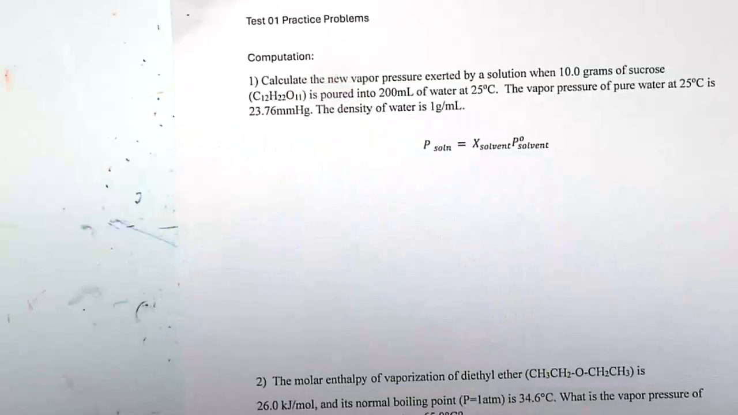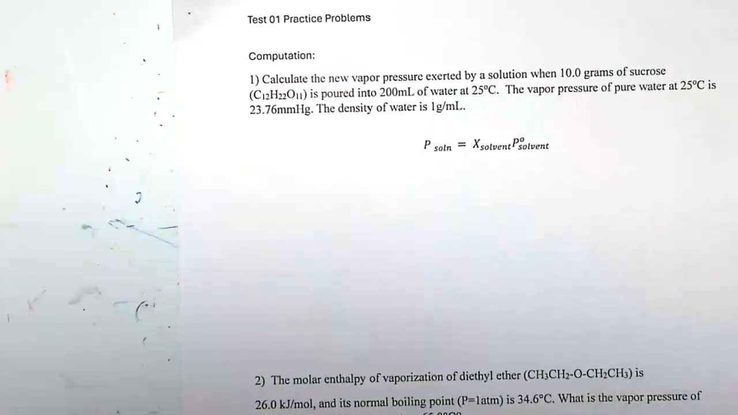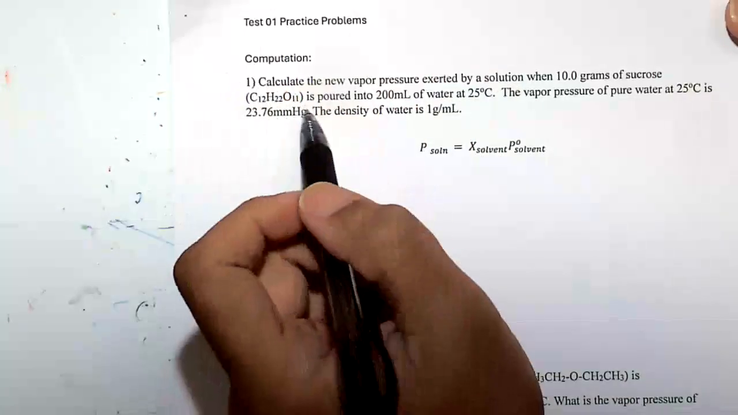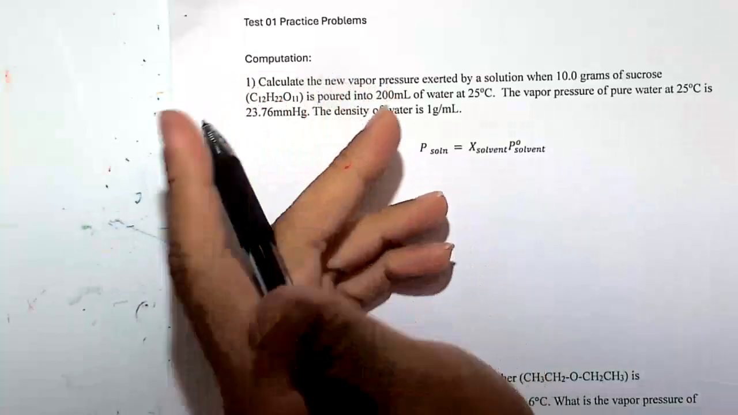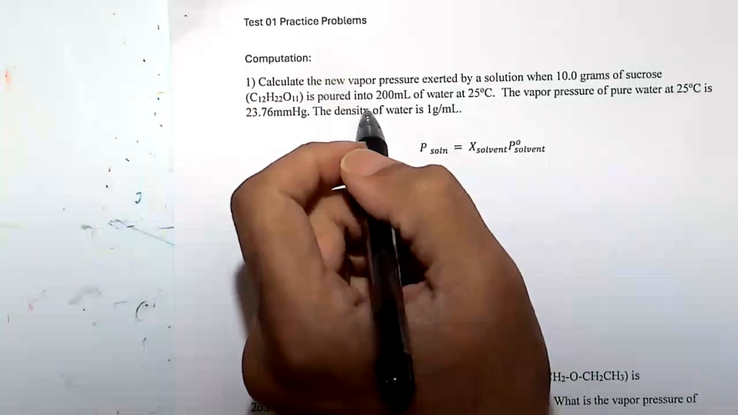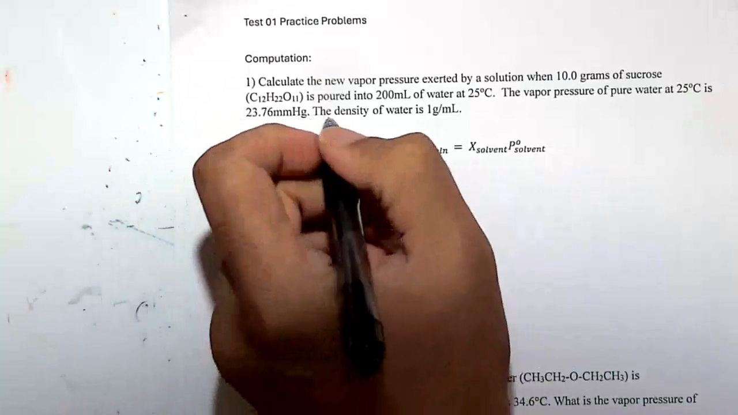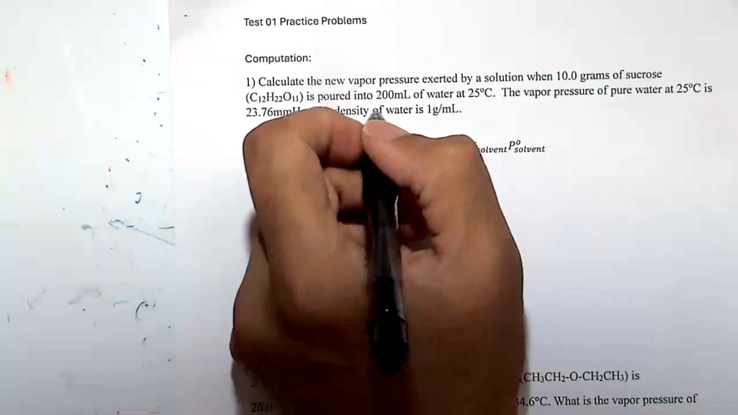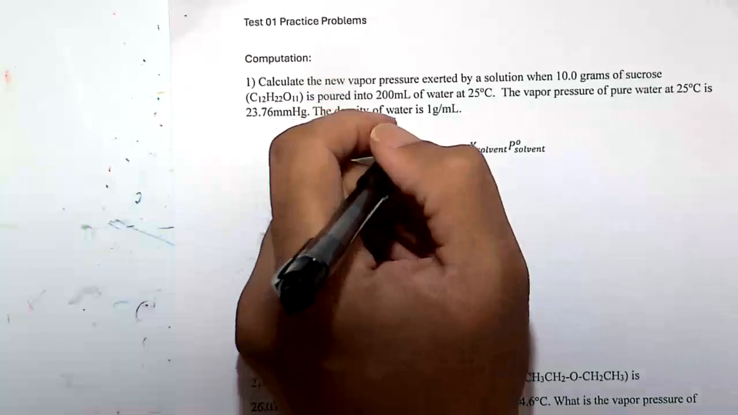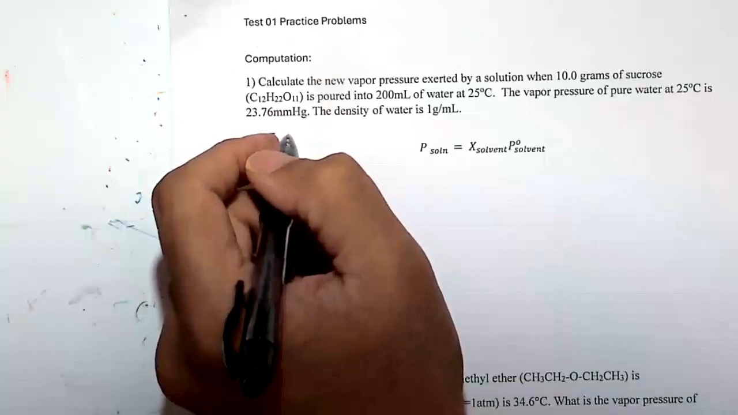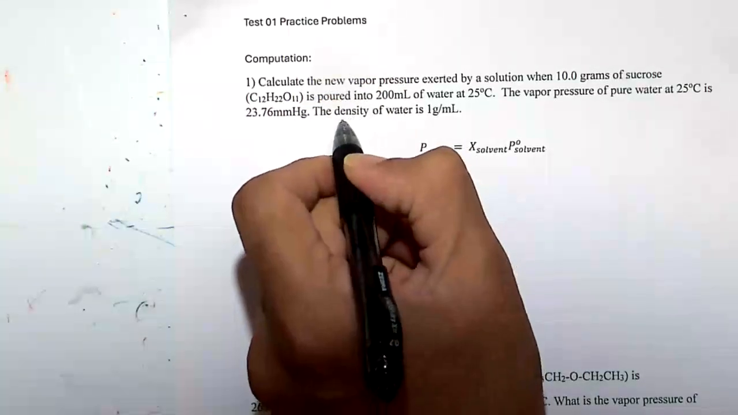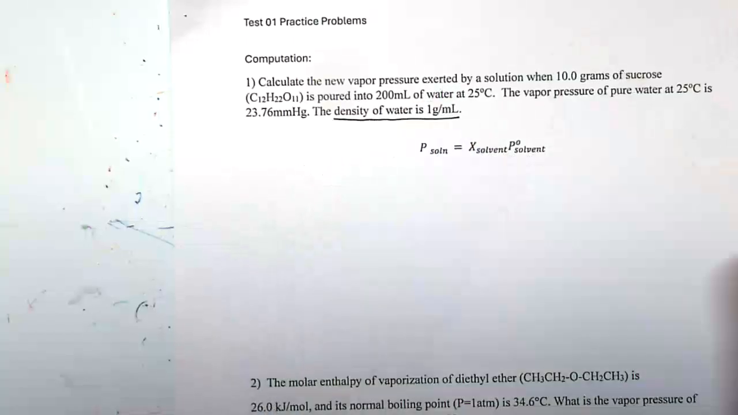So there's about how many? 3 or 4 computation problems, and there's some short answer. So let's first do some computation problems. All right, similar to the exam, maybe just some different numbers here and there. Calculate the new vapor pressure exerted by a solution when 10 grams of sucrose is poured into 200 milliliters of water at 25 degrees C. The vapor pressure of pure water at 25 degrees C is 23.76 millimeters of mercury. Back of the hand calculation, the density of water is about 1 gram per mil.